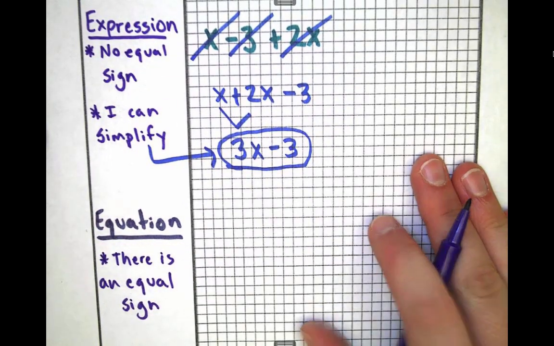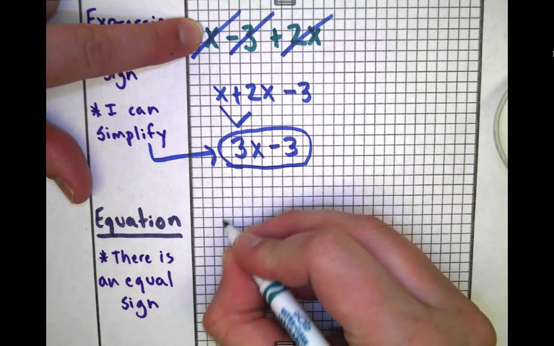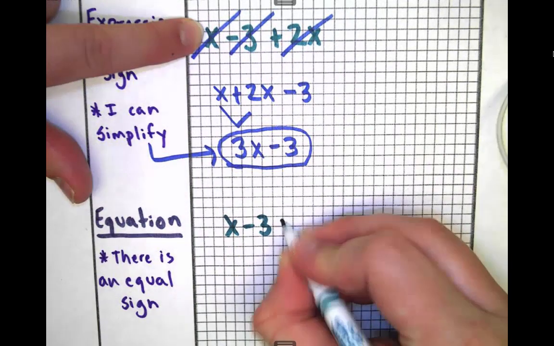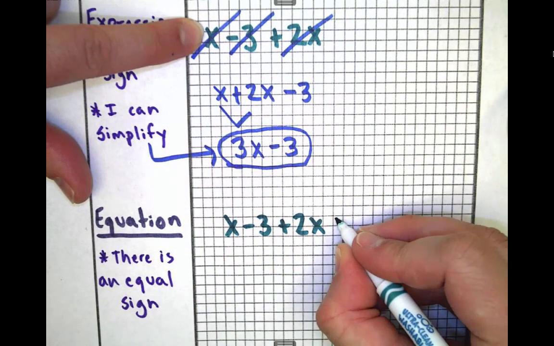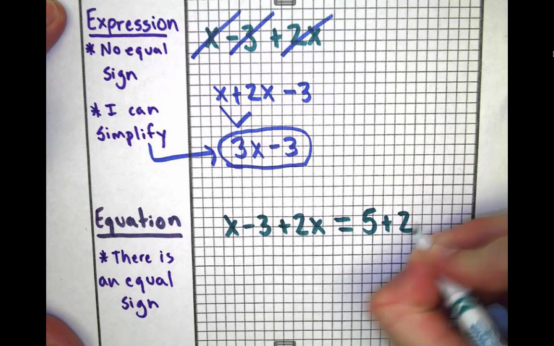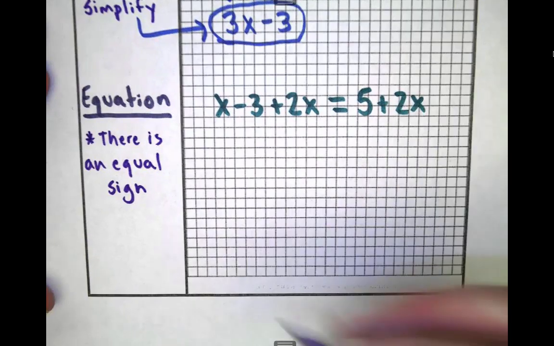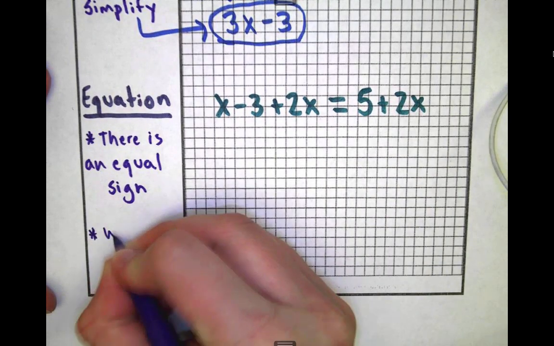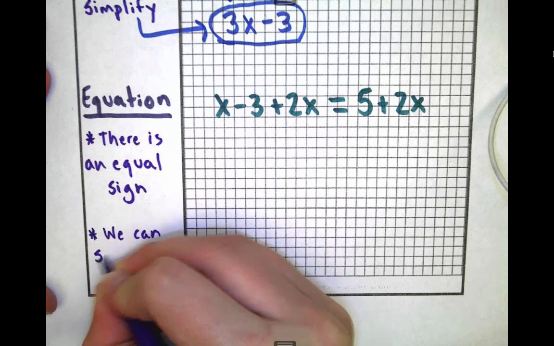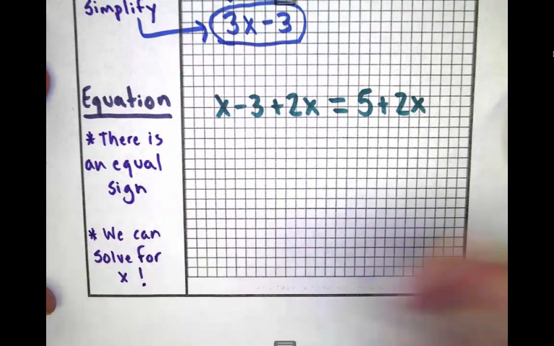That's a huge clue. So what I'm going to do for my equation is take the same thing from up above, x minus 3 plus 2x, but now I'm going to say equals 5 plus 2x. Oh, now we've got an equal sign, and now we've got what we call an equation. So this thing is solvable. We can do more than simplify. We can actually solve for x. So I'm going to write, we can solve for x, which is awesome.